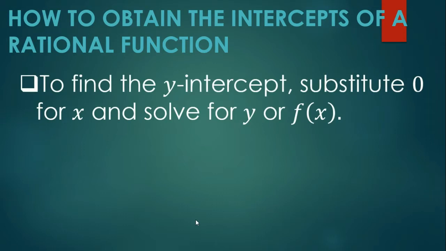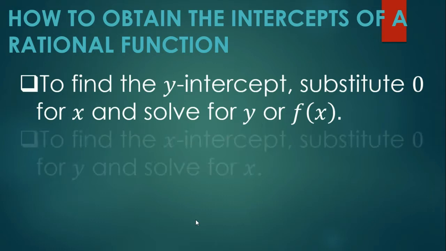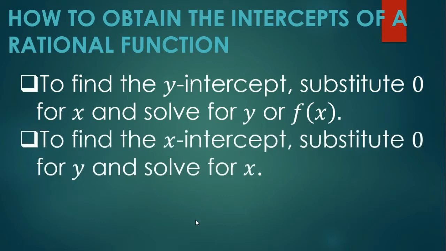To find the y-intercept, substitute 0 for x and solve for y or f of x. Similarly, to find the x-intercept, substitute 0 for y and solve for x. Understood? In short, para makuha yung y-intercept, i-substitute natin yung 0 kay x. Para makuha yung x-intercept, i-substitute natin yung 0 kay y.